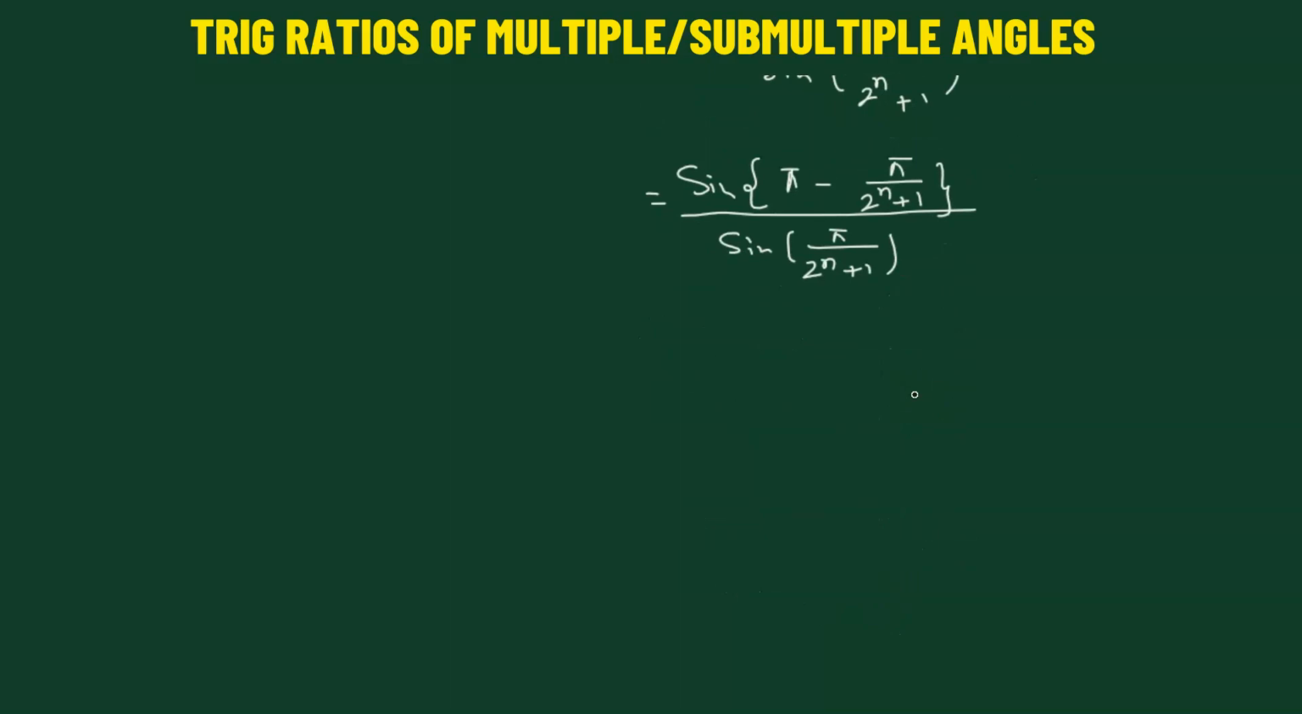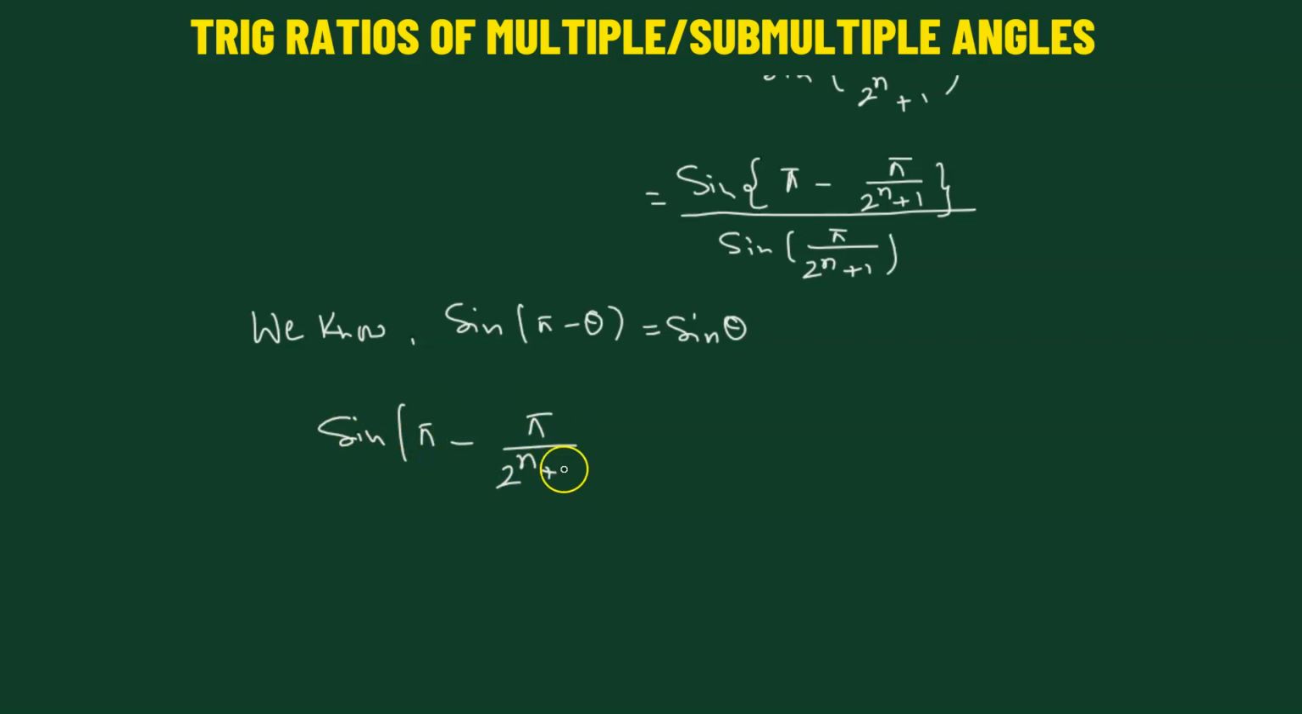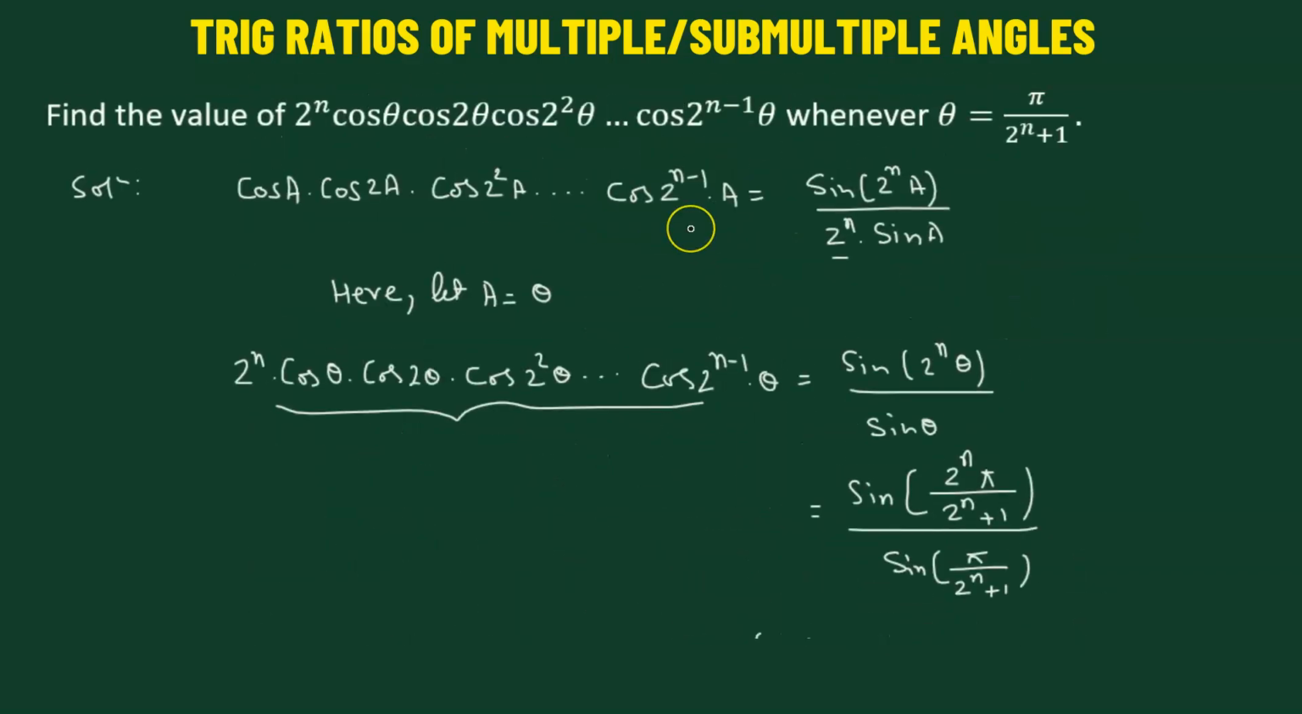Now, what is sine pi minus theta? We know for a fact that whenever we have sine pi minus theta, that's going to correspond to sine theta, which means that the numerator given by sine of pi minus pi over 2 raised to the power of n plus 1 will be equivalent to sine of pi over 2 raised to the power of n plus 1, meaning our numerator and the denominator get factored out and that leaves us with 1, which means that the value of the trigonometric expression amounts to 1 whenever theta is given by pi over 2 raised to the power of n plus 1.